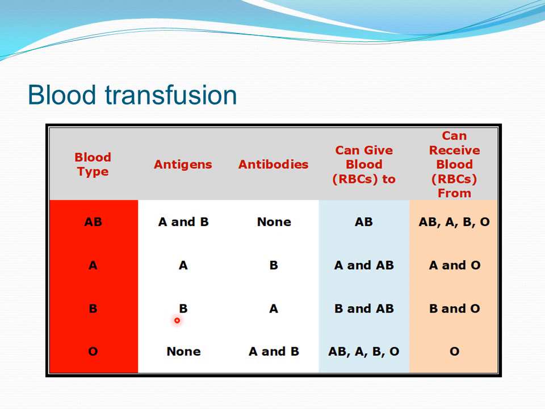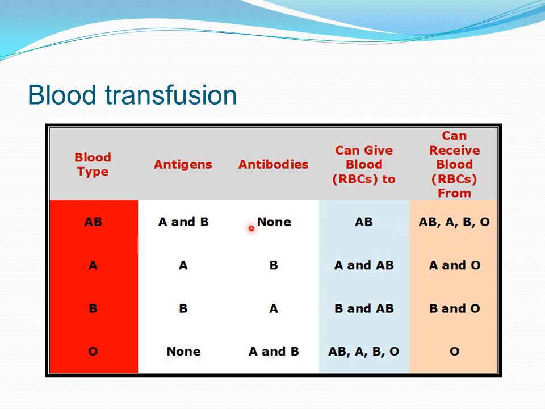So what should we do? This is the blood group chart we know. Blood transfusion should be done accordingly. The person having blood type AB has antigens A and B, and no antibodies. So they can give blood to only AB, but they can receive blood from blood groups AB, A, B and O. Why?